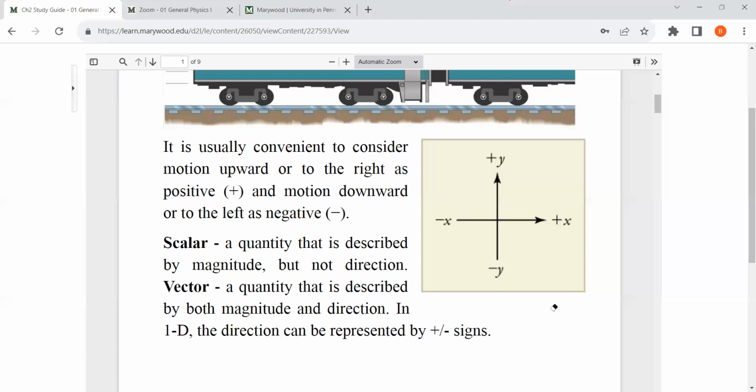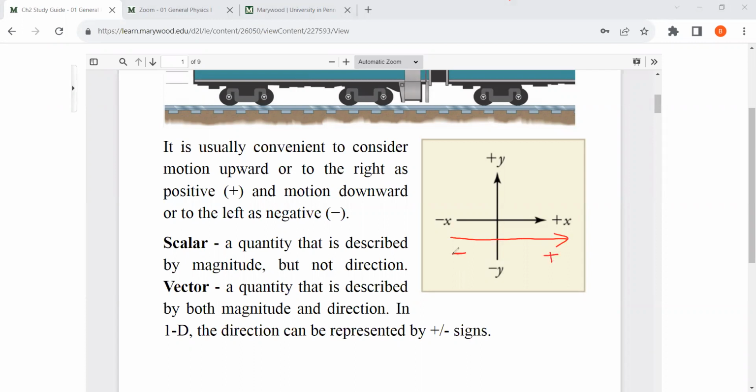The bottom line here is there are two types of quantities you will be learning in this course. Some of them are vector and some of them are scalar. To describe a scalar, you just need magnitude. To describe a vector, you need both magnitude and direction. But in one dimension, if our motion is along the x-axis, let's say only along this line, then we just need either a positive sign or a negative sign.